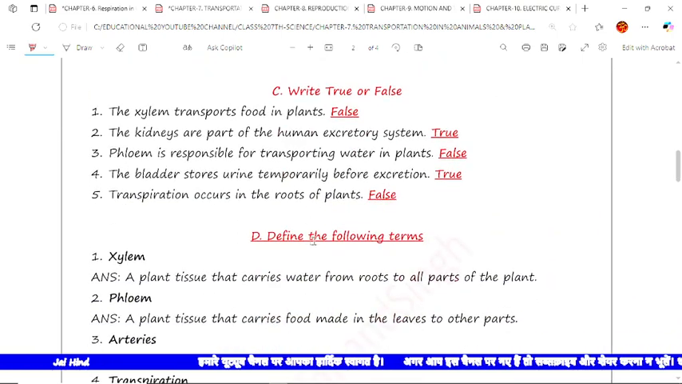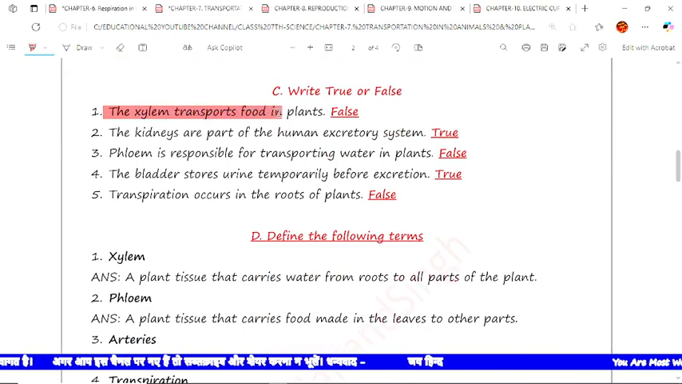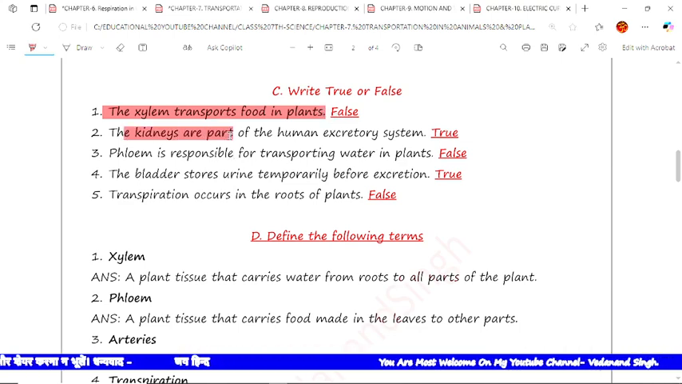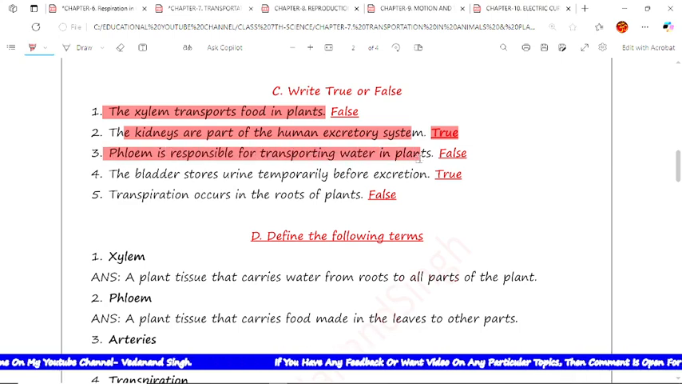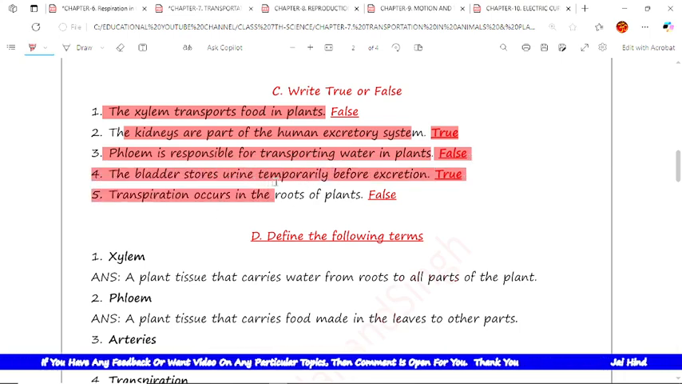Now the next part of the question is true or false. The first question is, the xylem transports food in plants. This is false. Now the next is, the kidneys are part of the human excretory system. Yes, this is true. Now the next question is, the phloem is responsible for transporting water in the plant. No, this is false. Now the next question is, the bladder stores urine temporarily before excretion. Yes, this is true.